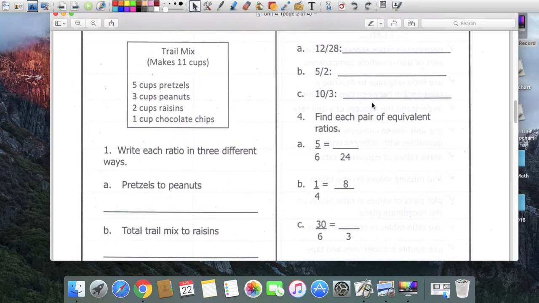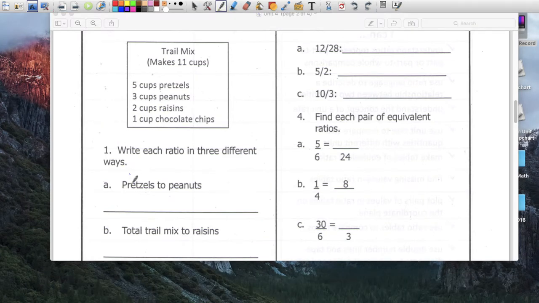Here you have a trail mix. You have 5 cups of pretzels, 3 cups of peanuts, 2 cups of raisins, and 1 cup of chocolate chips. Write each ratio in 3 different ways. Pretzels to peanuts. Pretzels we have 5, so we can write 5 to 3, 5 colon 3, or 5/3.